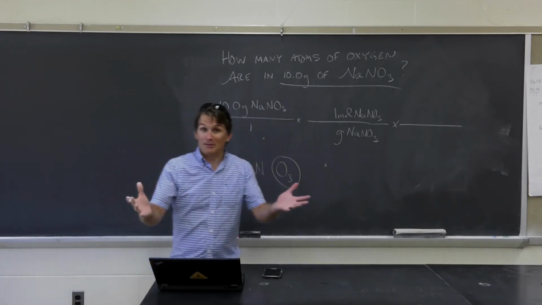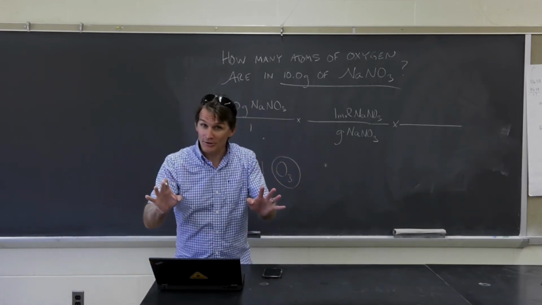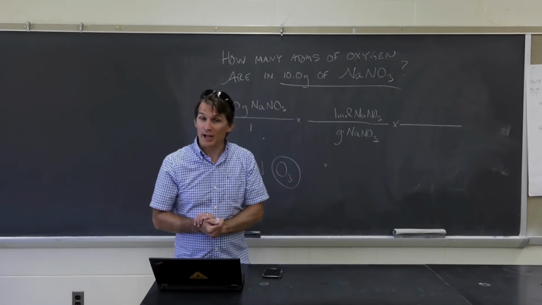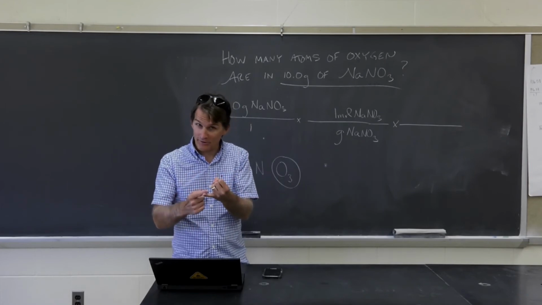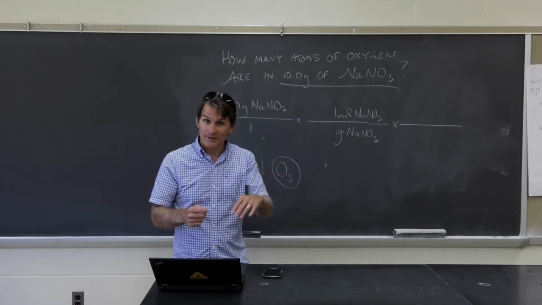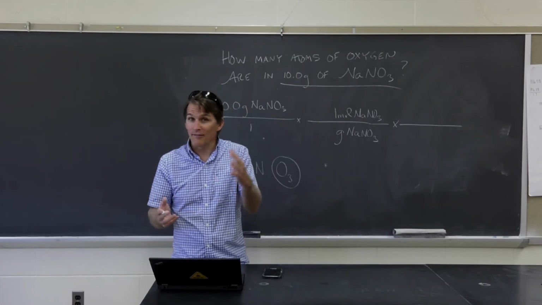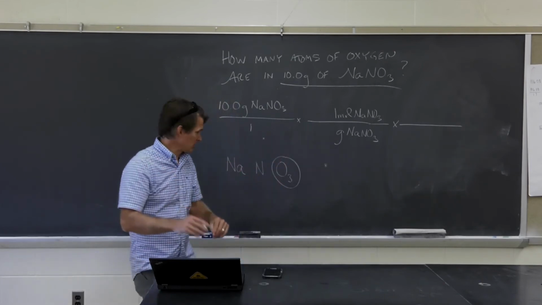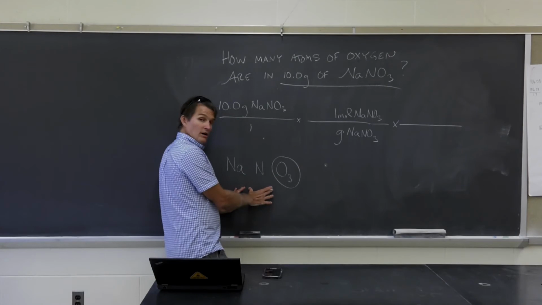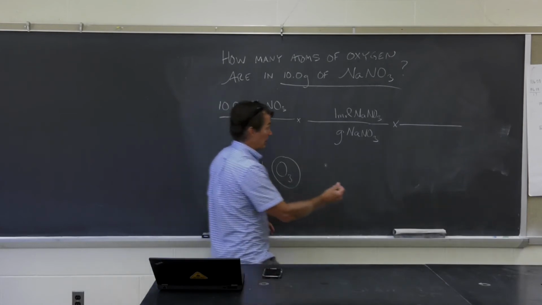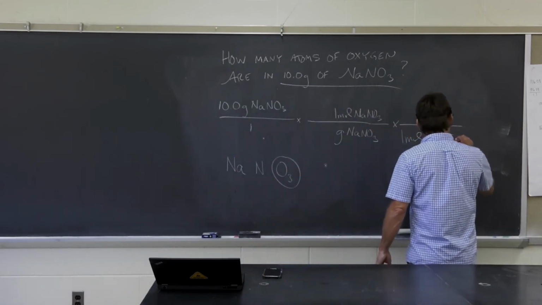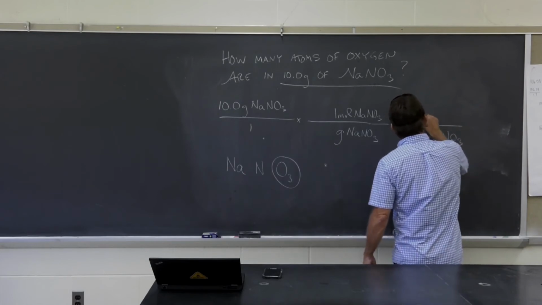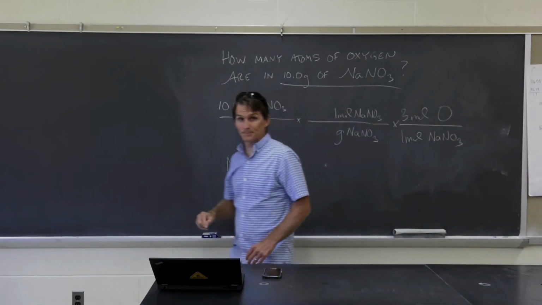So it's like if I have a mole of cars, how many moles of tires do I have? I got 4, right? Because for every car, there's going to be 4 tires. So if I have a mole of cars, I have 4 moles of tires. In a similar way, if I have a mole of sodium nitrate, I have 3 moles of oxygen atoms. So I can already write that here. 1 mole of sodium nitrate is going to be 3 moles of oxygen atoms.